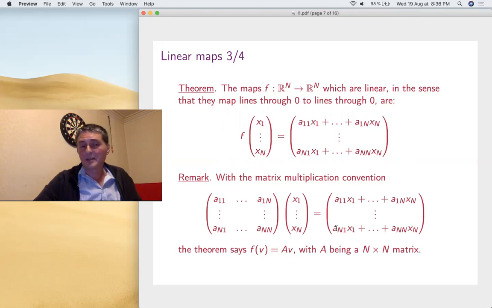So, the theorem is exactly as before. The linear maps from Rn to Rn are those of this form. So you just take your vector and linear combinations for these guys, right? Now, the coefficients, so you need how many coefficients? N here, n here, and here, so n square coefficients. It's better to put them in a matrix. And as before, let's just say that this matrix multiplied by the vector is this beast here by definition. So with this convention, this theorem just says that the linear maps are f of v goes to A v. That's all.